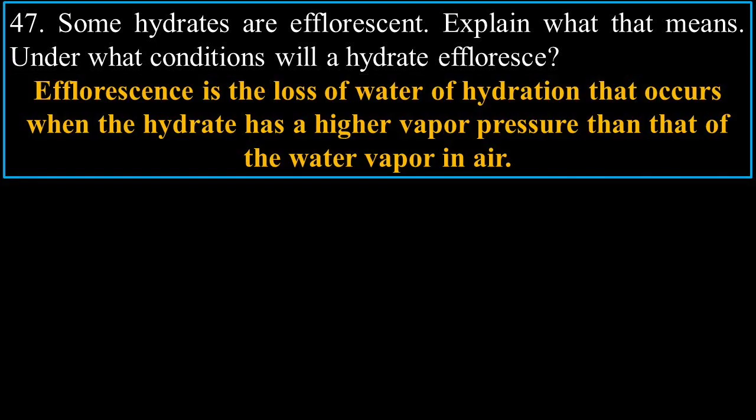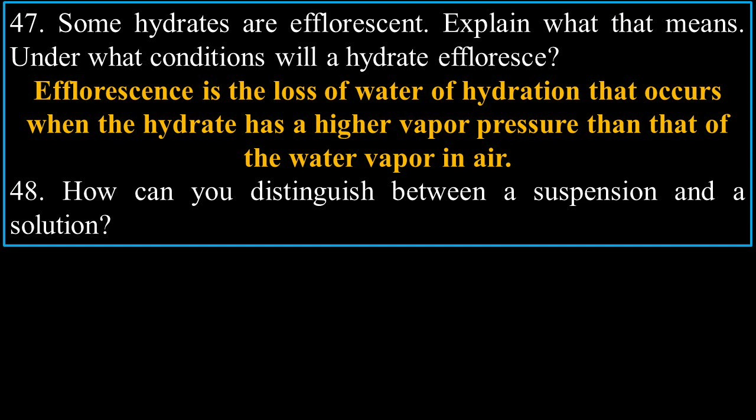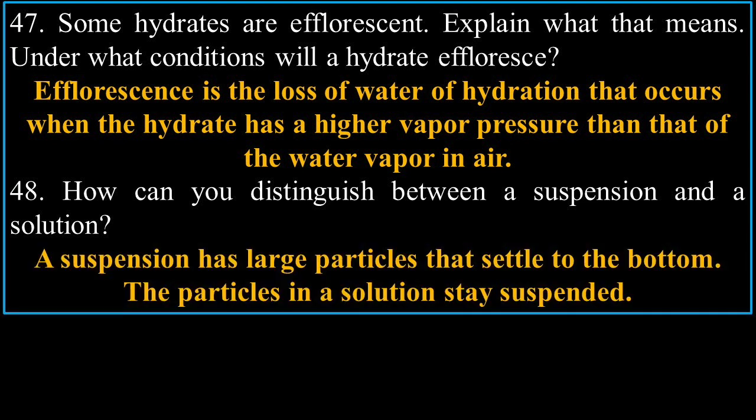Some hydrates are efflorescent. Explain what that means. Under what conditions will a hydrate effloresce? Efflorescence is the loss of water of hydration that occurs when a hydrate has a higher vapor pressure than that of the water vapor in air. How can you distinguish between a suspension and a solution? Just wait, and the suspension will settle out. A suspension has larger particles that will settle to the bottom. The particles in the solution stay suspended.